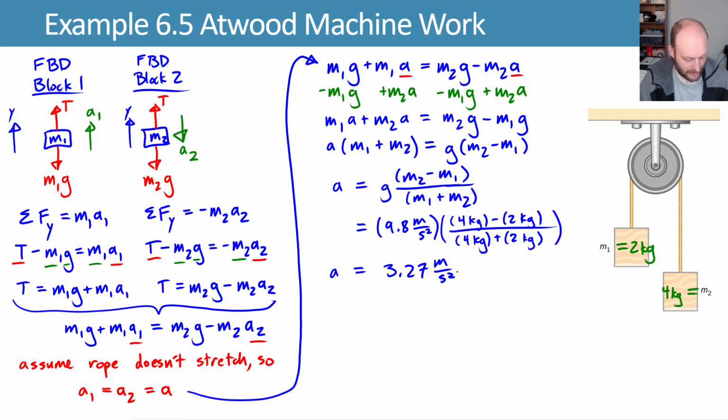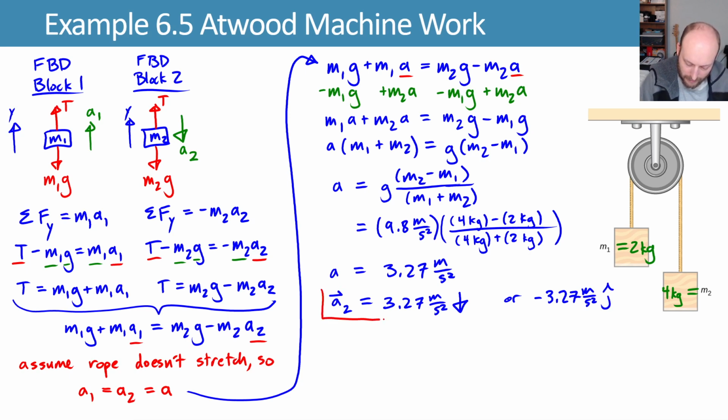And when I want to write that as a vector quantity, now it depends which one I'm talking about. One's going to be going up, one's going to be going down. So I can say that my acceleration of block 2, which is what was asked for, is equal to that magnitude, 3.27 meters per second squared, in the direction down. Or we could say it's negative 3.27 meters per second squared in the j-hat direction. So we've got the acceleration. We're just left with finding the tension.